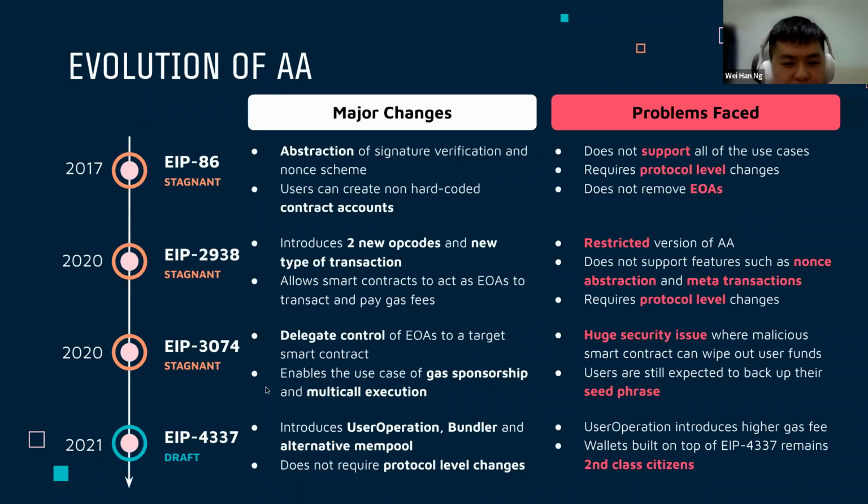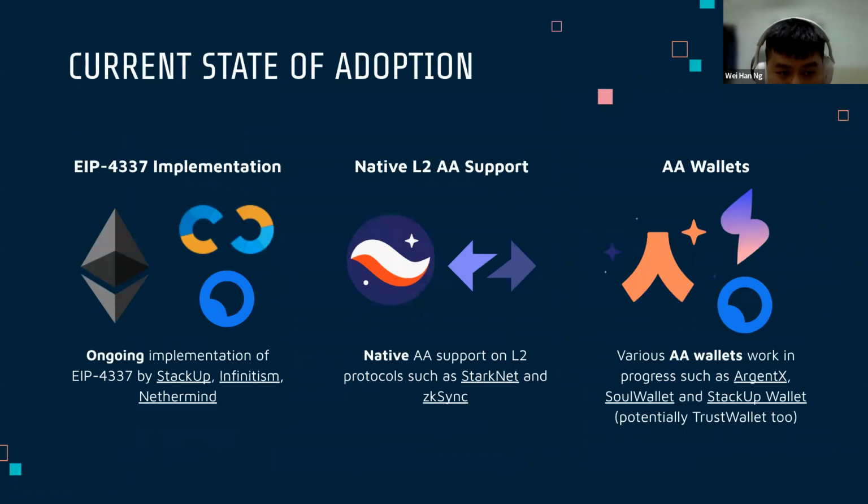Right, so now you have gone through the history. Hopefully you understand what account abstraction is now, in terms of both the high level overview and the technical details. Let's talk about the current state of adoption. The implementation of this particular EIP is being done by a few companies like StackUp, Infinitism, and also Nethermind. They are implementing the bundler that I mentioned, and also some of the contracts I mentioned just now. Secondly, there are some L2s that will support account abstraction, for example Starknet and zkSync. I believe there are many more as well.